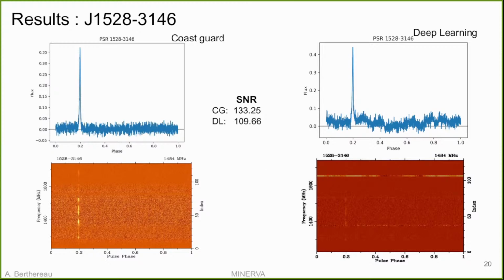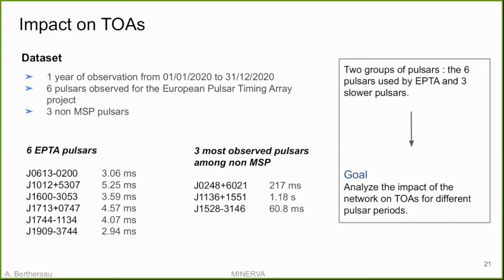But this is a clean observation result. And what I'm saying is that that may influence the way that we are making TOAs, but we need to confirm that hypothesis. So we studied the impact of our method on the TOAs. And for that, we are using 1 year of observation from the 1st of January of 2020 to December. We are using 6 pulsars observed for the European Pulsar Timing Array project.